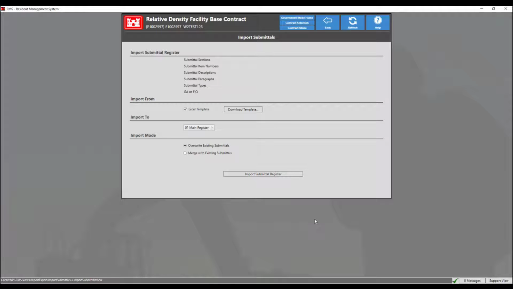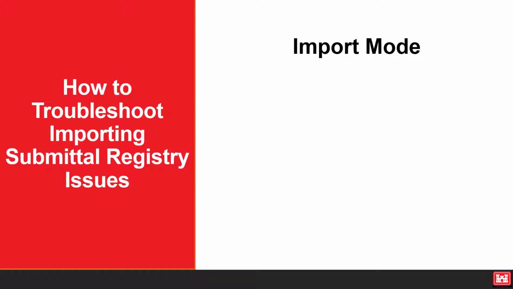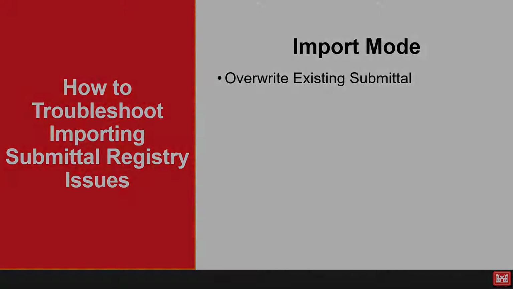If we navigate back to RMS, the Import To section allows the users to select the destination of the imported file if there are multiple registers constructed in the contract. For this demonstration, there is only one associated register. It is important to note the two options in the import mode. The import mode determines if the submittals being imported will overwrite all the existing submittals, or if the submittals being imported will merge with the existing submittals.